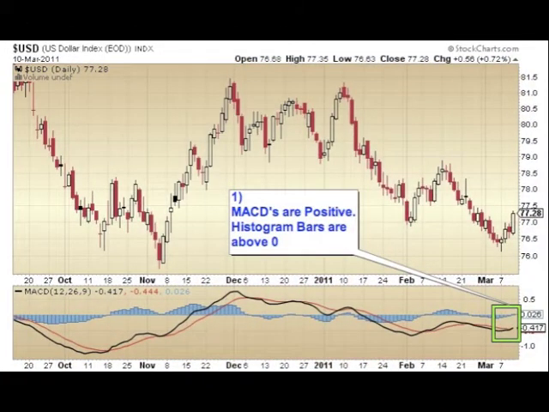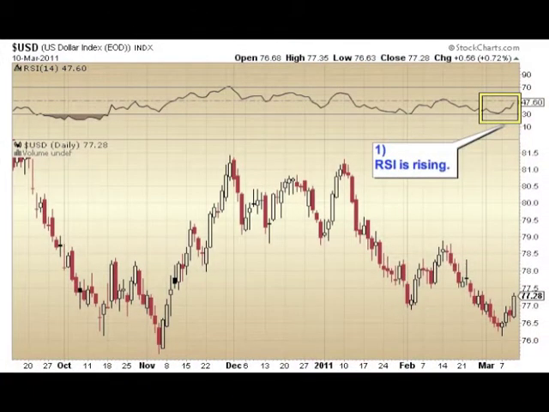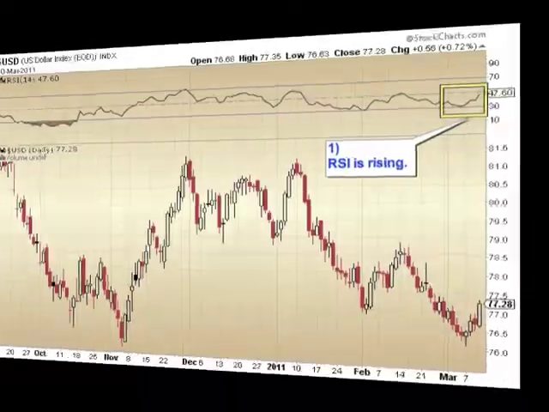And a look on the daily chart at the MACDs and the histogram. We see that the MACDs are positive, and the histogram bars are above zero now, so that's bullish. We gave this chart a green mark. And up top, the relative strength index shows that it's been rising a little bit off of support, so it looks positive, but there's a little bit of resistance up ahead, so we're going to be a little cautious, so we gave this one a yellow mark.